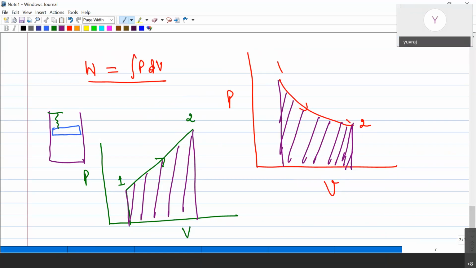Whether the value of the specific gas constant is given or not in the exam: generally it is given. If it is for air, then generally you may have to remember it. Apart from air, normally it is given.